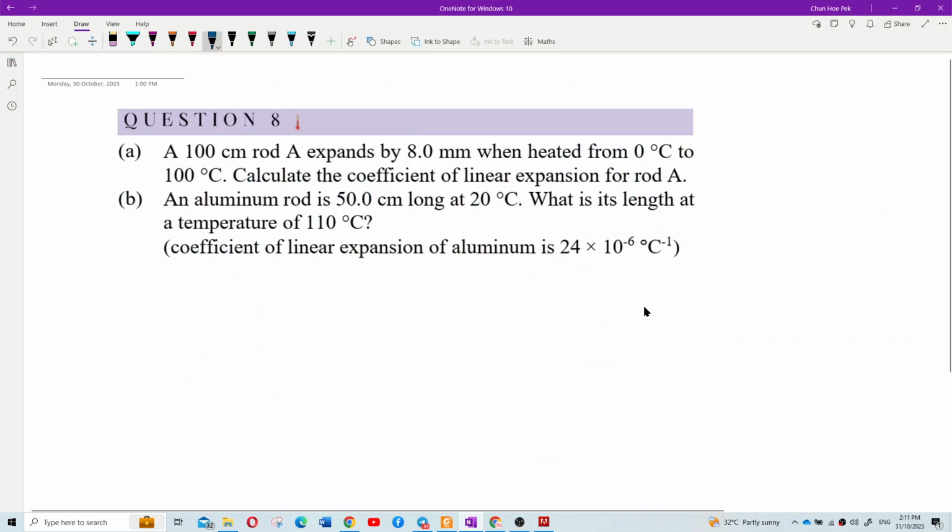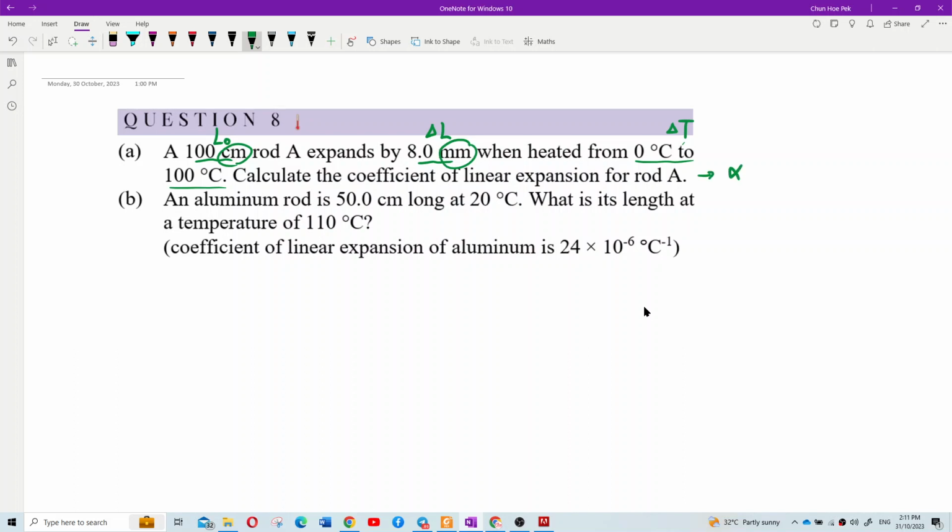Here we are given a 100 cm rod A, so this is L naught, the initial length. It expands by 8 mm, so this is delta L. Be careful with the units, millimeter and centimeter; you must change all these to SI units. Then 0 degrees Celsius to 100 degrees Celsius lets you find the change of temperature. We need the coefficient of linear expansion, that means I need to find alpha.